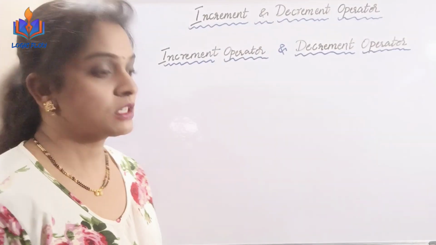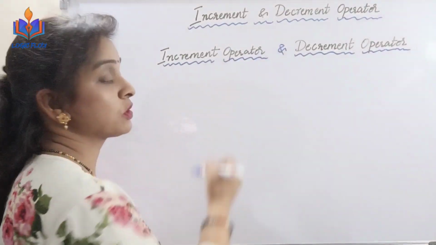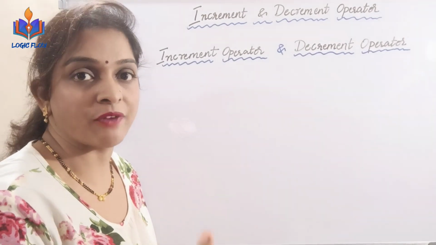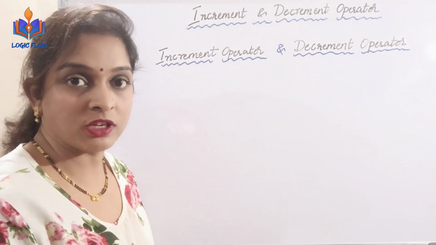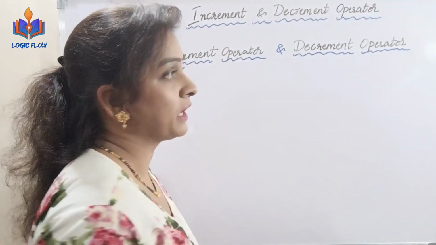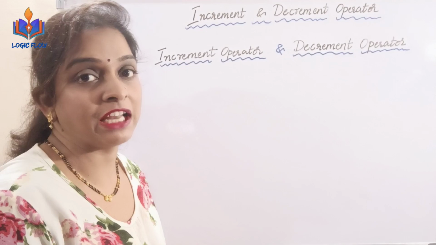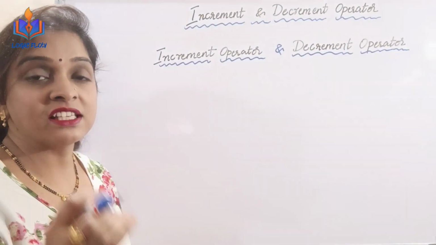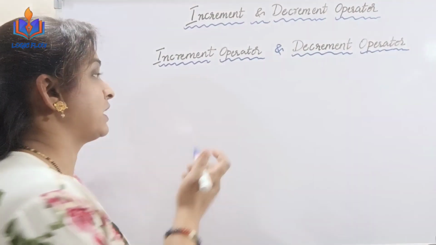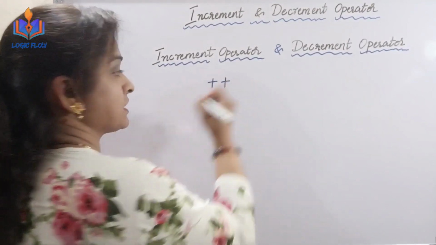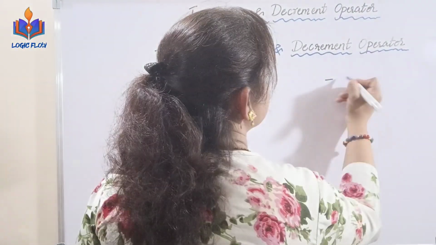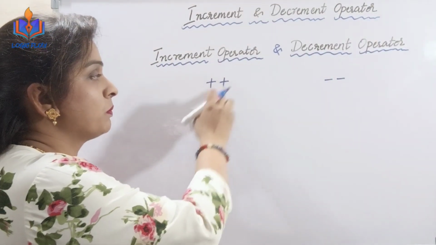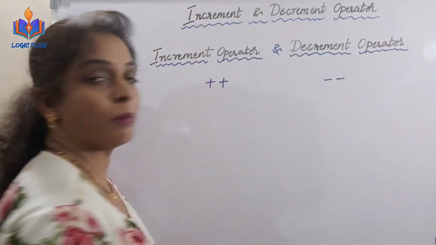So let us talk about the increment and decrement operators. The name itself tells you: increment is going to increase the value by 1, and that is the default incrementation. And the decrement operator, the name itself tells you, is going to decrement the value by 1, by default. The symbol we use for increment is plus plus, and for decrement, we use the symbol minus minus. So here it increases the value by 1 and here it decreases the value by 1.